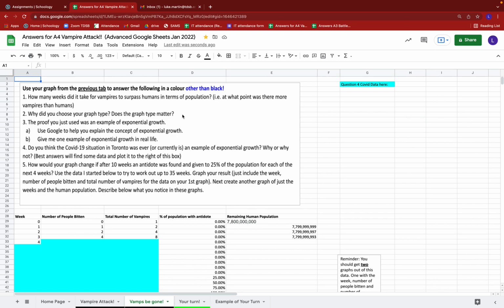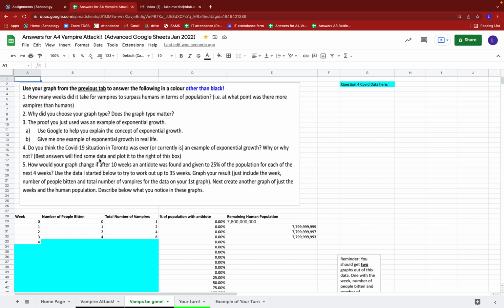Why or why not? Question 3, the proof you just used was an example of exponential growth. Use Google to help you explain the concept of exponential growth and give me one example of exponential growth in real life. So if you're still not totally sure what exponential growth means, then go ahead and Google it. It'll come up with some examples to help you out.